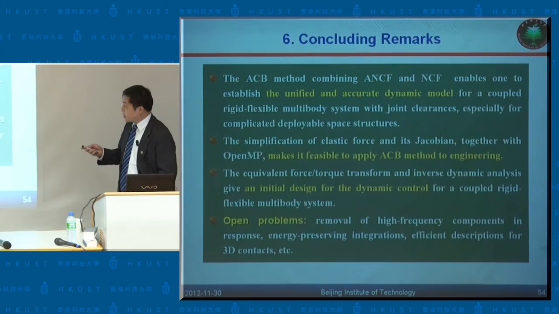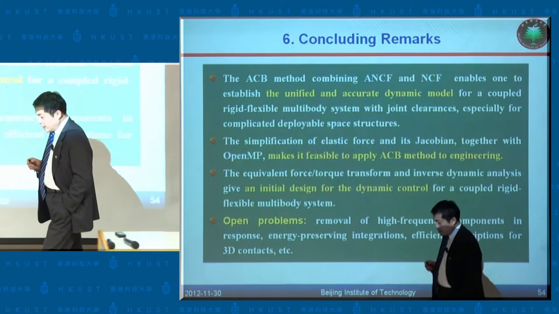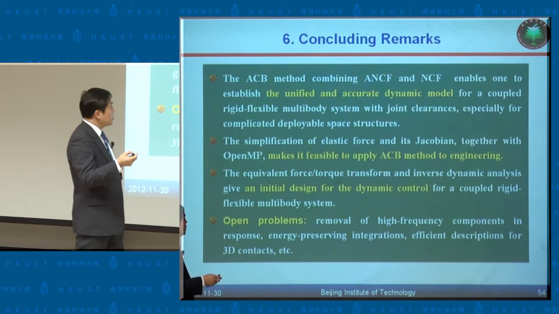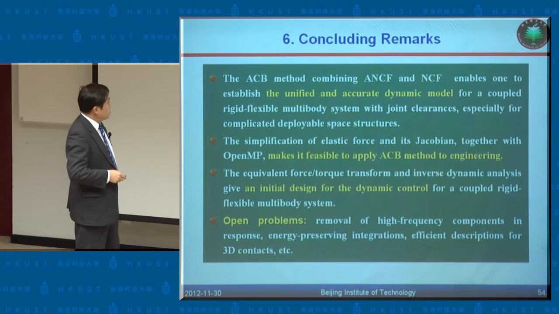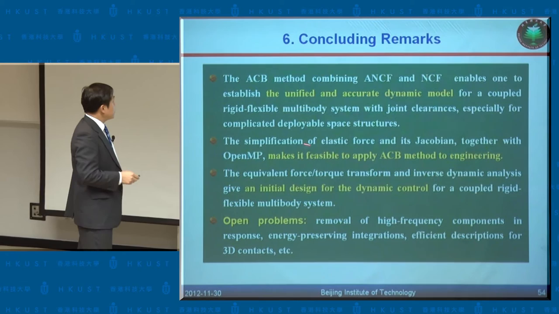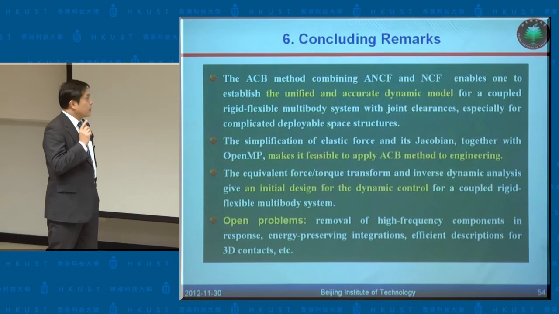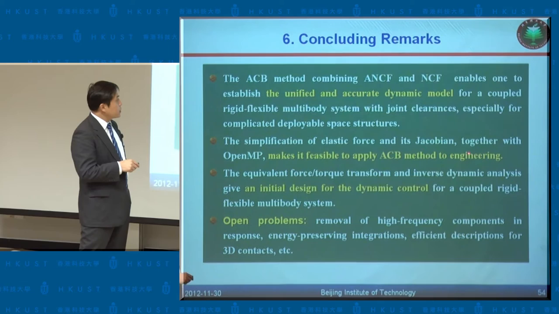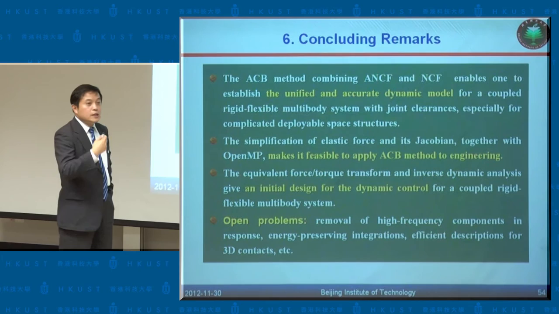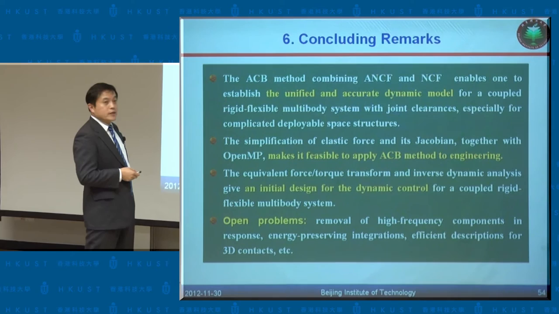And finally, let me say a few words to conclude this presentation. The first point is that the absolute coordinate-based approach, which combines the absolute nodal coordinate formulation and the natural coordinate formulation to describe the flexible body and rigid body simultaneously, works very well. It can be used to describe very complicated flexible and rigid coupled dynamic systems, especially complicated deployable space structures. The second point is that it's very important for us to simplify the computation of the elastic force and its Jacobian, or tangential stiffness matrix. Together with parallel computation, you can complete the dynamic process on a PC or on a small workstation to deal with real engineering problems.